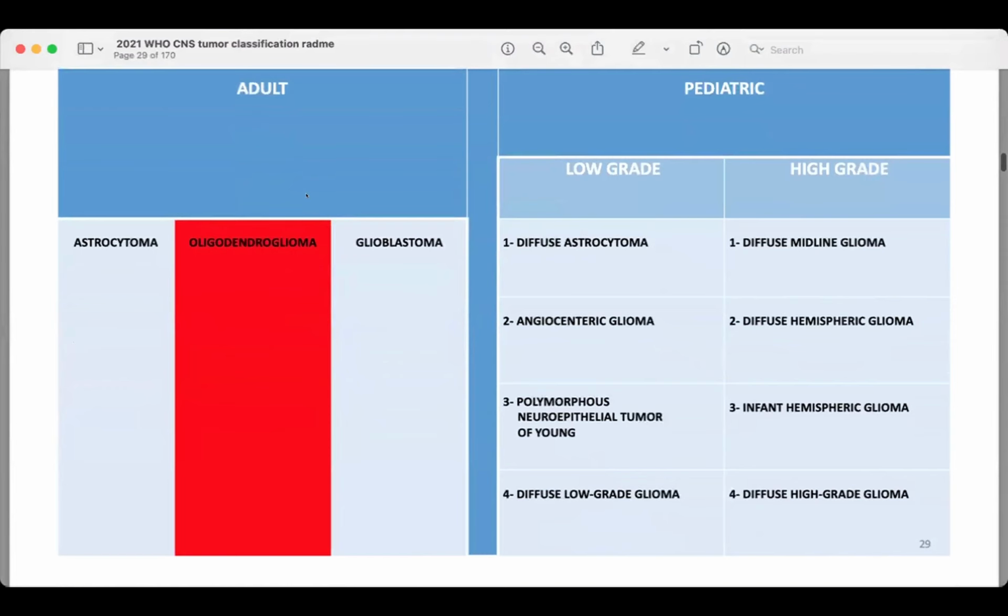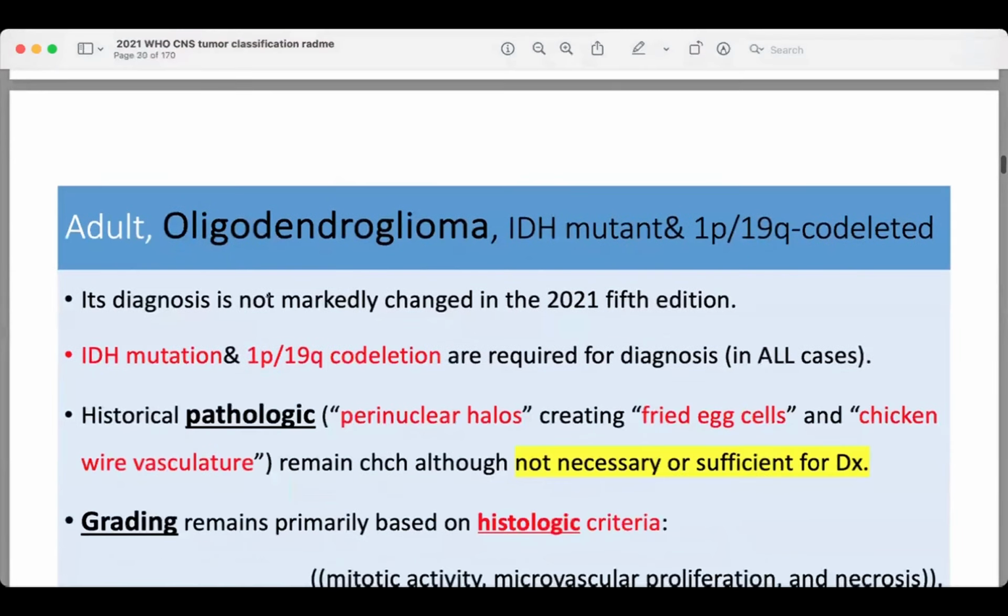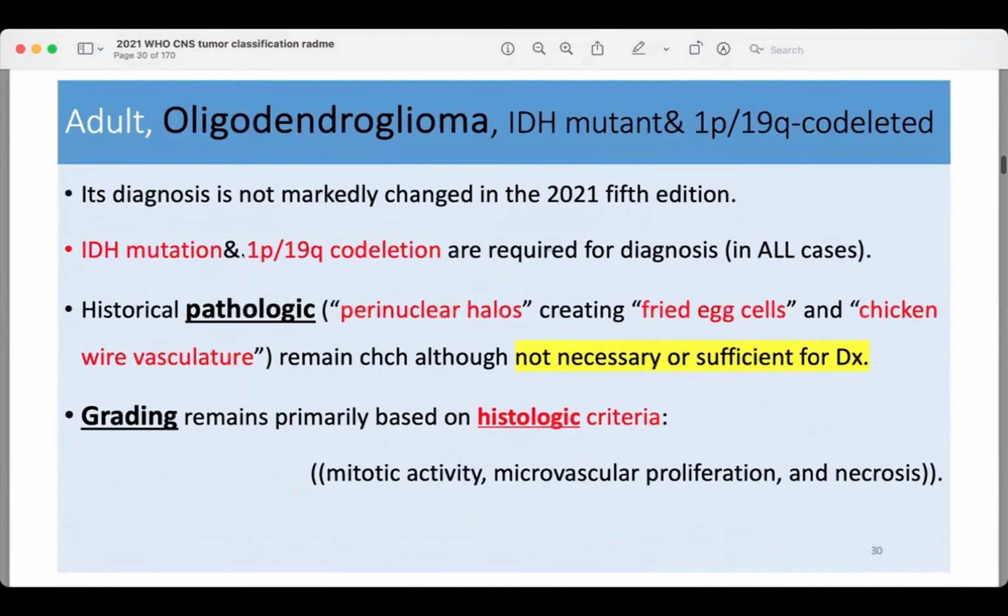The second type of the adult gliomas is the oligodendroglioma, and as I told you, this specific genes co-deletion is specifically related to the oligodendroglioma, even if there is no sufficient histological evidence that it is oligodendroglioma. And these were the common histologic features of the oligodendroglioma: the perinuclear halos, the fried egg cells. This one is not necessary now or sufficient to diagnose the oligodendroglioma. We must find this genetic mutation.